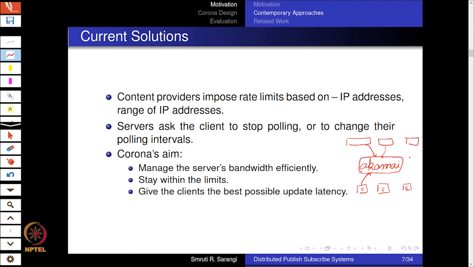Akamai, which sits in the middle, actually does it for us, which is getting the latest updates from the server and giving them to the clients. So Corona's aim is something very similar. Of course, Akamai is a proprietary solution. Corona is in academia. It manages a server's bandwidth efficiently, stays within limits, and gives the clients the best possible update latency. For clients, you can think of this as either polling or interrupt. But the relationship between a content aggregator or provider like Akamai or Corona and the website is a purely polling based relationship.